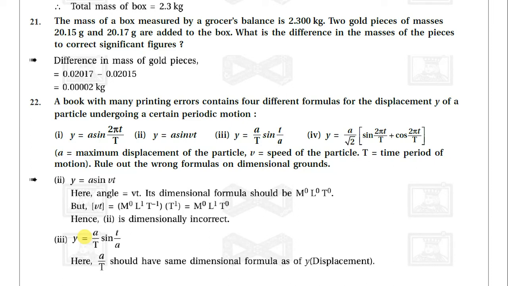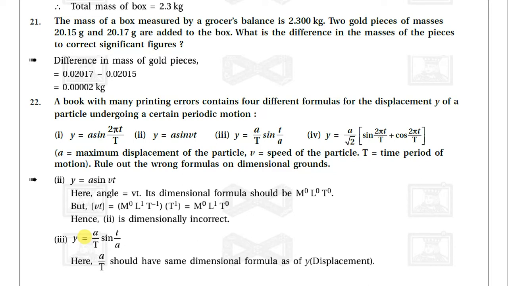Rule out the wrong formulas on dimensional grounds. So y is equal to a sine vt. Here the angle vt should be dimensionless, with dimensional formula M0 L0 T raised to 0. But vt is equal to M0 L1 T raised to minus 1 times T raised to 1, so we will get M0 L1 T raised to 0. Hence it is dimensionally incorrect.